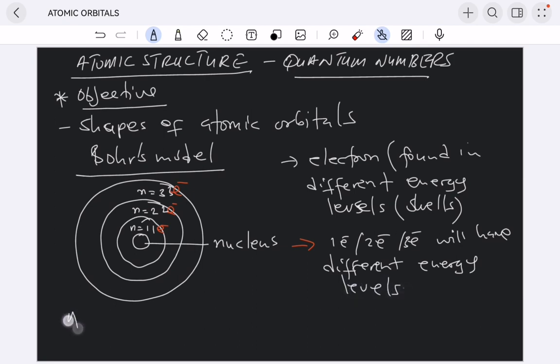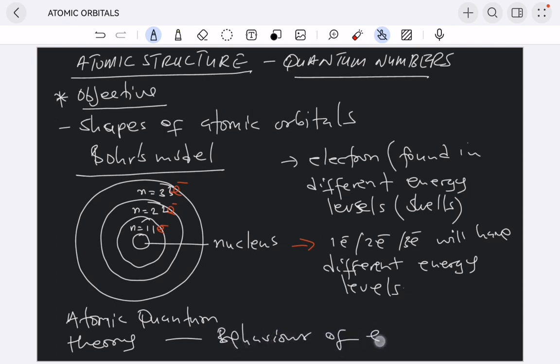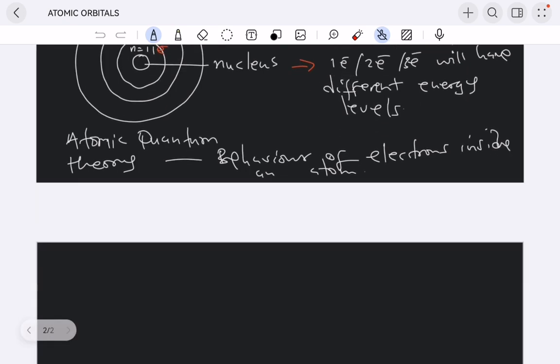So according to atomic quantum theory, we focus on the behavior of electrons inside an atom. So for us to understand the behavior of electrons inside an atom, we look at the 4 quantum numbers. The 4 quantum numbers.